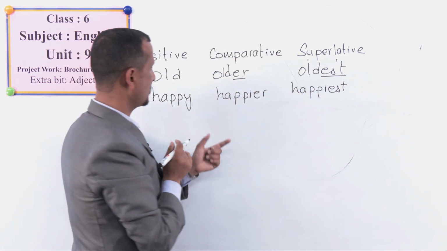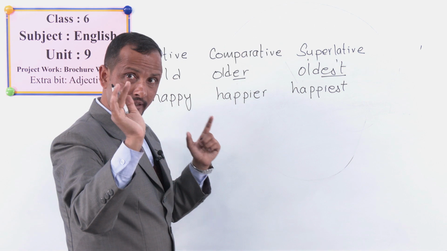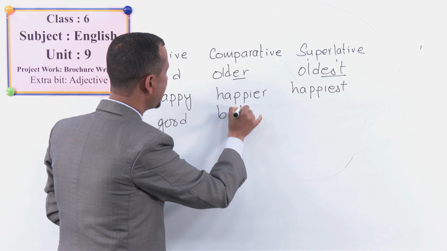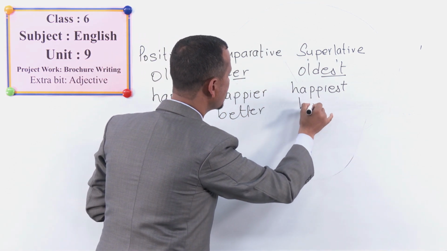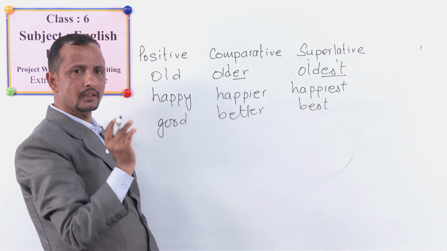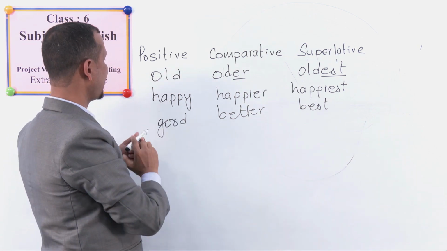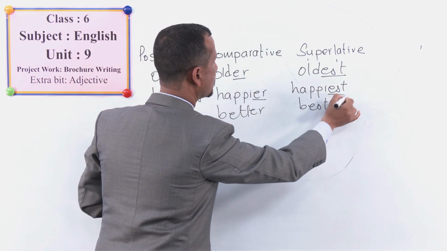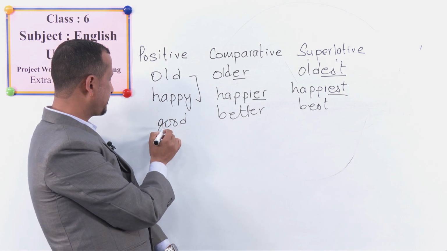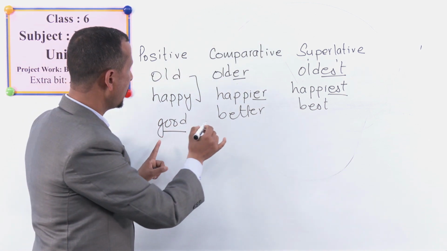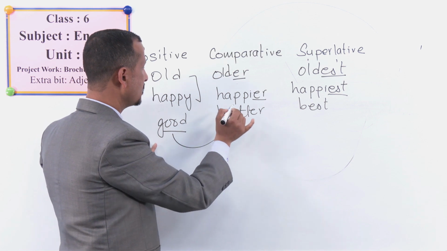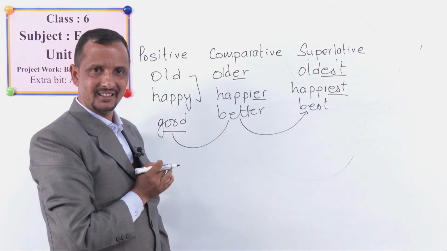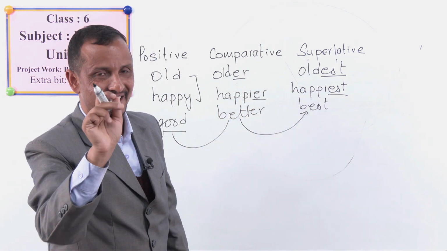Happiest. Happiest. See here. And another example also I will give over here. Good, better, and best. Dear student, here two adjectives have different forms, not just -er and -est. Here the positive and comparative are totally different, and the superlative is also different. It's not just like -er and -est. Did you notice? Yes, we will discuss later on.